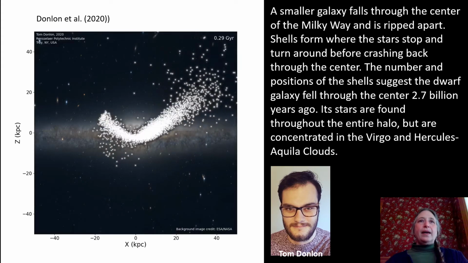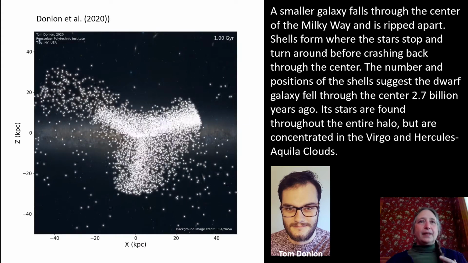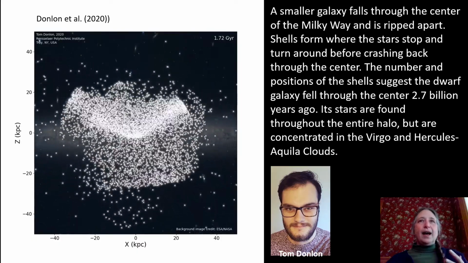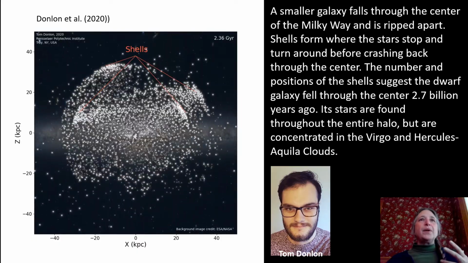So here we go. It goes through the center, it disrupts completely. You have stars going out in every direction on radial orbits. It's now been like 2 billion years of the simulation, and you see shell structure.